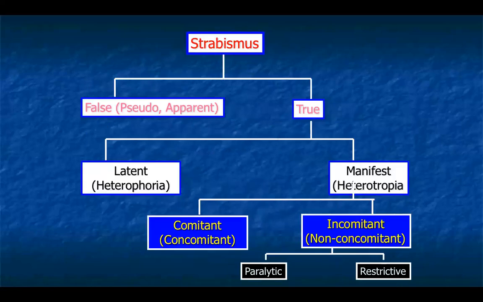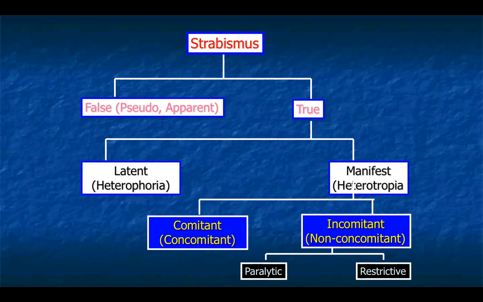Classification of strabismus. Strabismus could be false or pseudo or apparent. The patient looks as if he has strabismus, but he does not. He's absolutely normal. Or it could be true, there is strabismus. The true could be hidden, which is latent strabismus or heterophoria, and only appears by covering one eye or by certain tests. Or it could be manifest. We see the patient squinting once we meet him. So it's manifest or heterotropia.